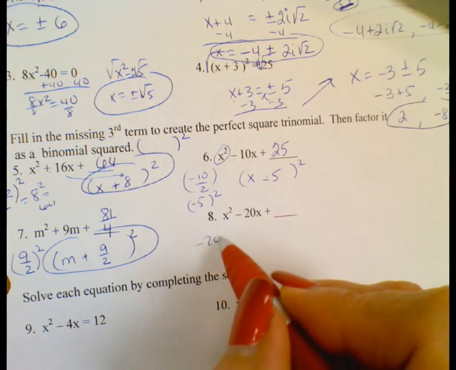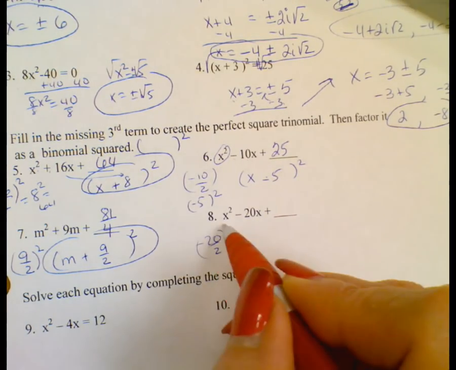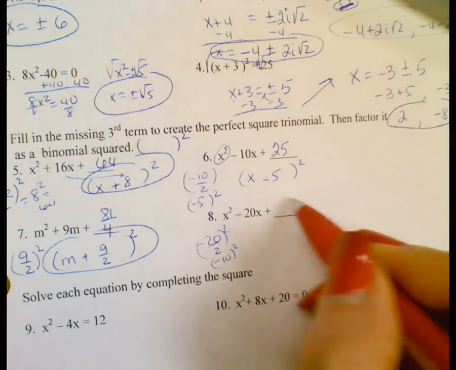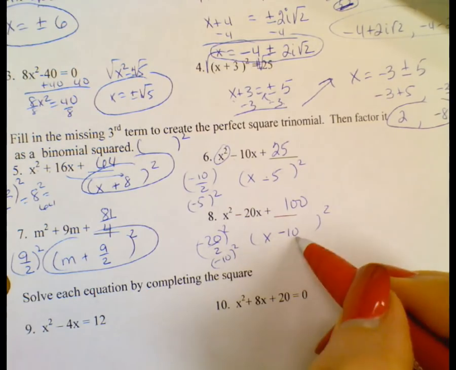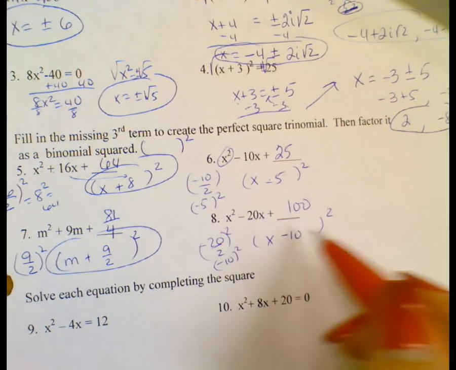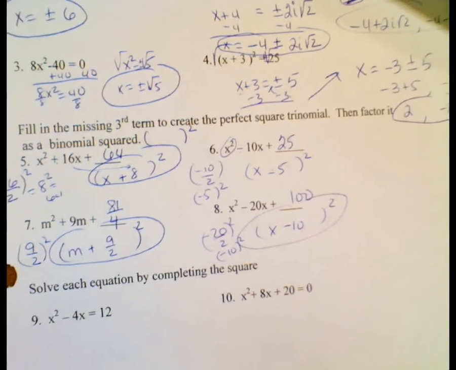So half of negative 20 is negative 10. Negative 10 squared is 100. So half of negative 20 is negative 10. That goes there, or the square root of 100 is 10. So that's a binomial square.